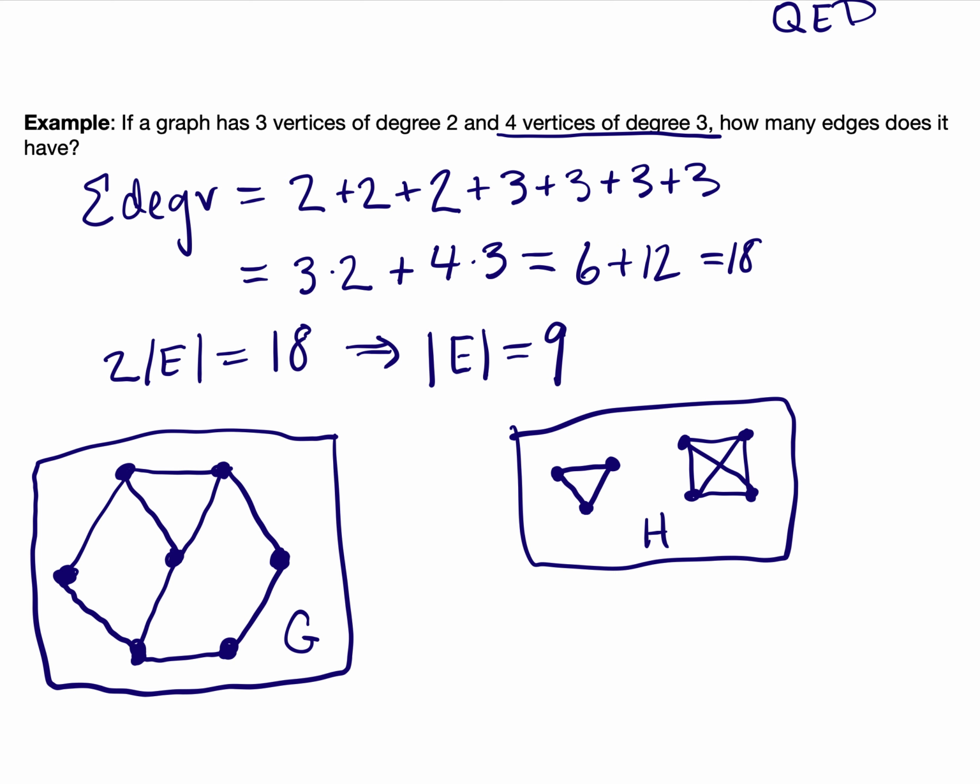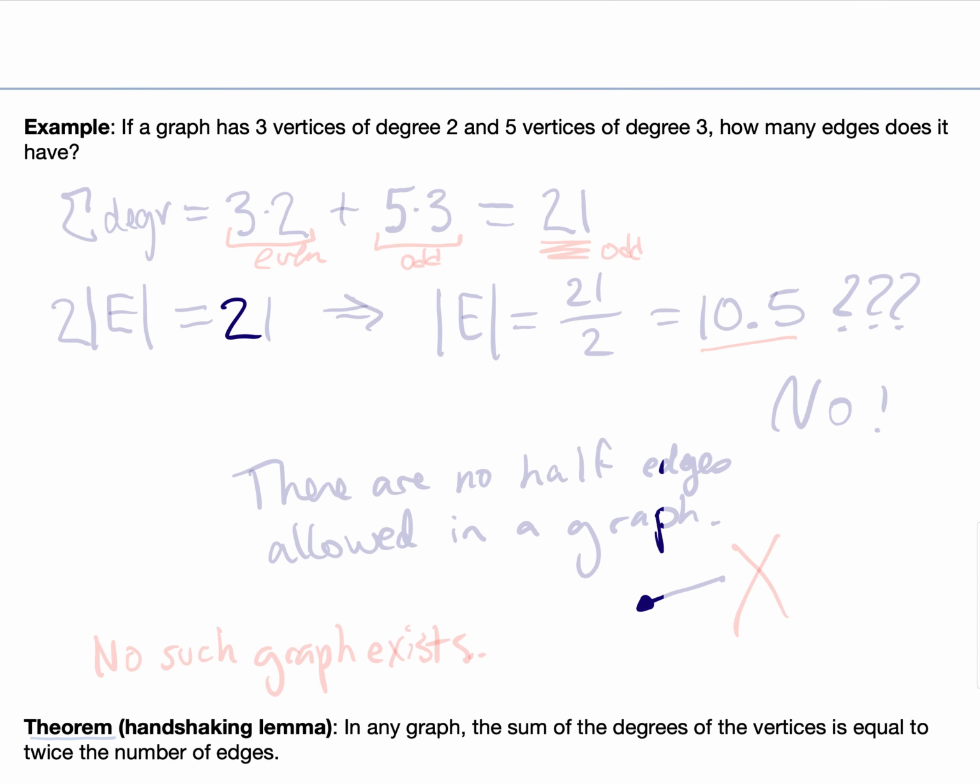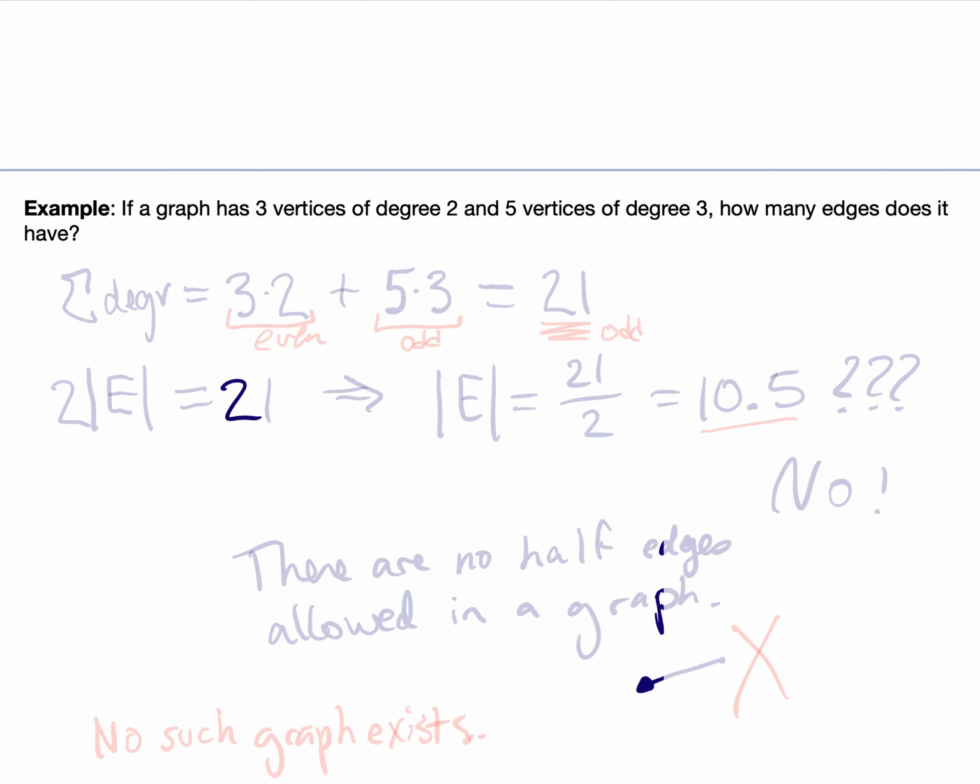Okay, let's look at a similar example. If a graph has 3 vertices of degree 2 and 5 vertices of degree 3, how many edges does it have? Okay, well, let's do the same thing. We're going to do the sum of the degrees of the vertices. And so there's 3 vertices of degree 2. That's 3 times 2, plus there are 5 vertices of degree 3. So that's 5 vertices each of degree 3. Repeated addition is just multiplication. So, okay, that's the sum of the vertex degrees. Let's add those 2 values together. That's 6 plus 15. There should be a sum of 21.